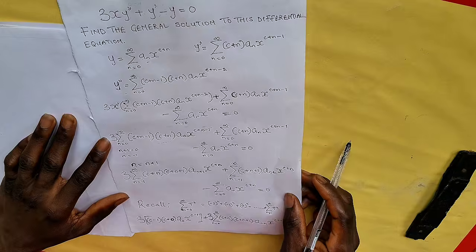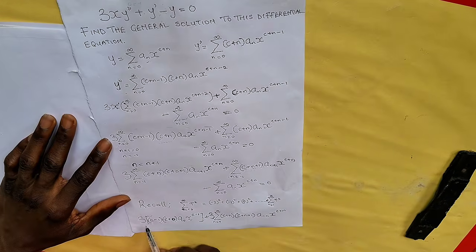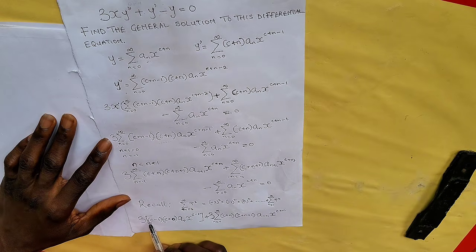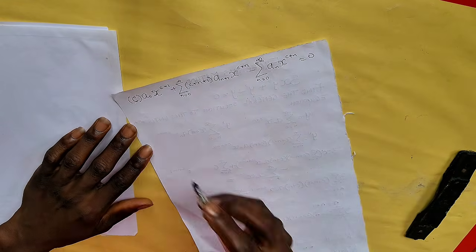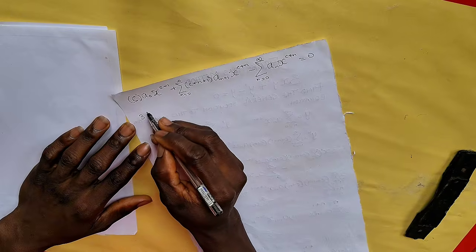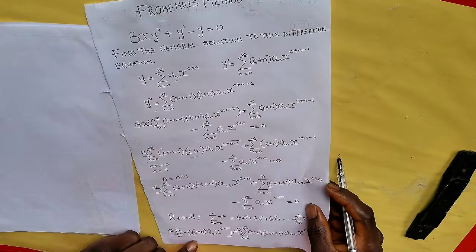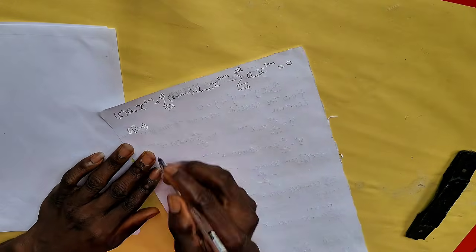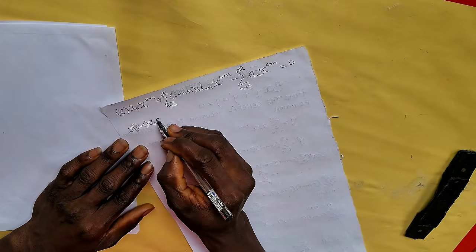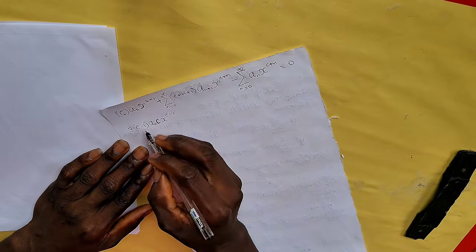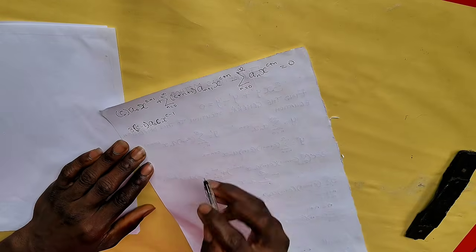So let's simplify this first. When I have 3 times c, I'm going to have 3c, then 3 times 1. So I'm going to have 3 into brackets c minus 1. Then this will give me c a naught, so let me say a naught c, times x^(c-1). That's the first expression.